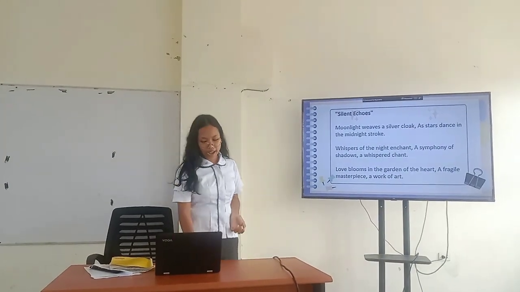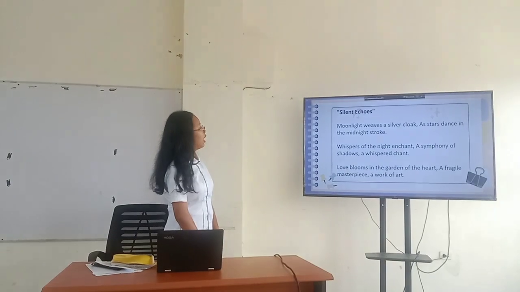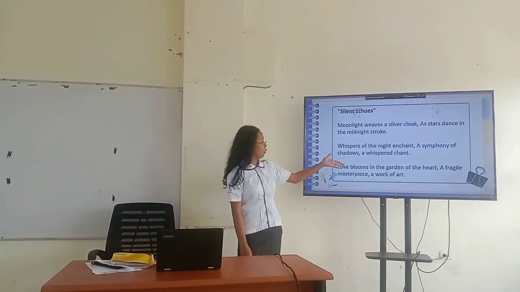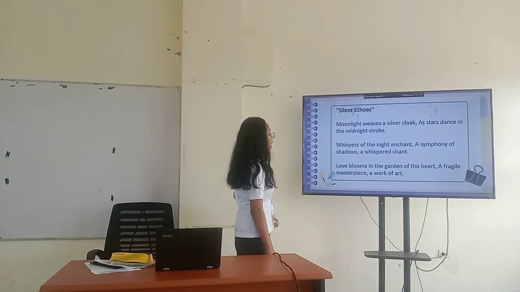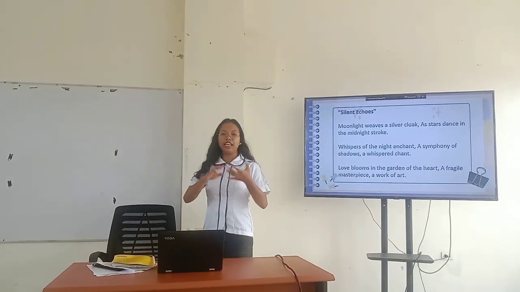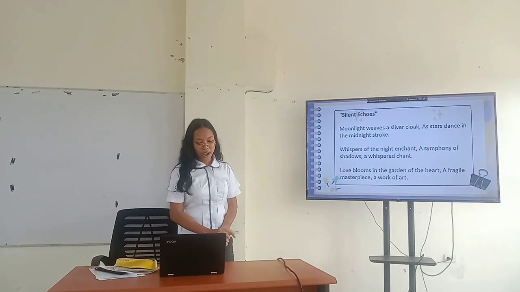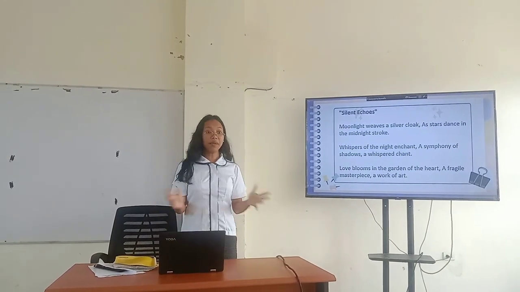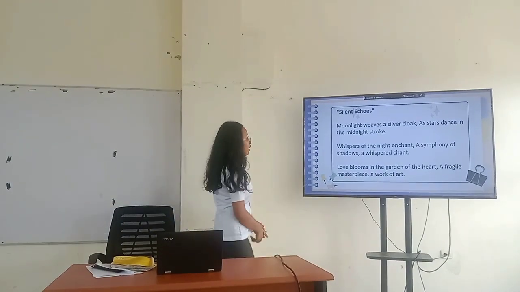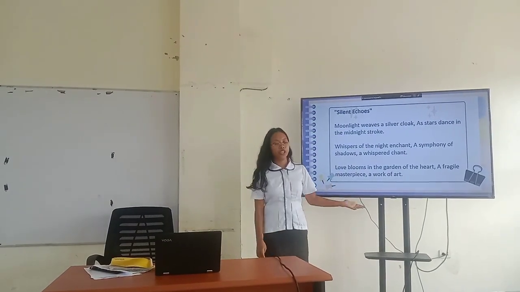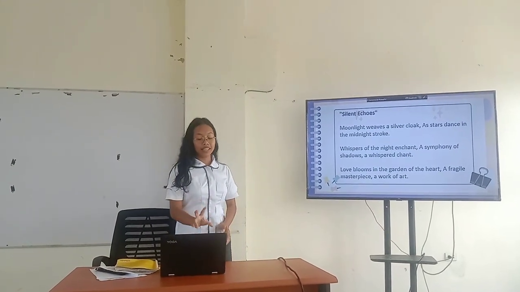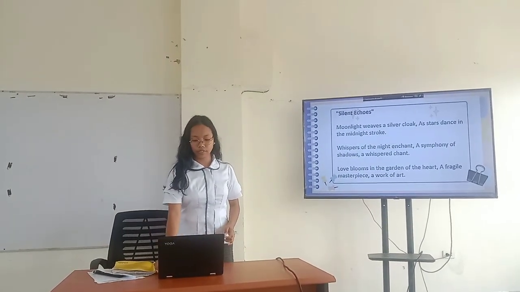We also have alliteration. The repetition of S in the words silent, echoes, and stars dance, which gives a rhythmic quality. Also, we have simile, comparing the love to a fragile masterpiece, which gives us a message about its delicate nature.